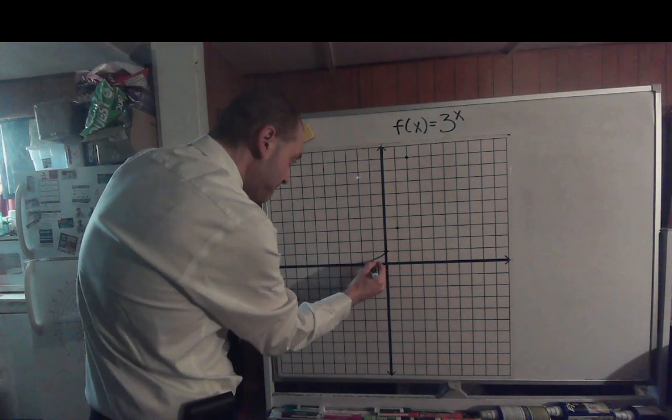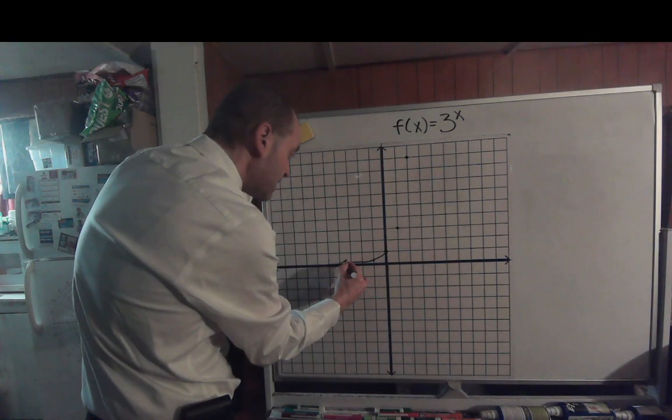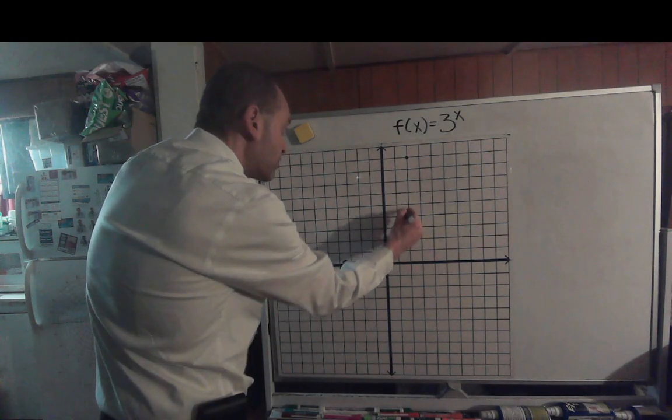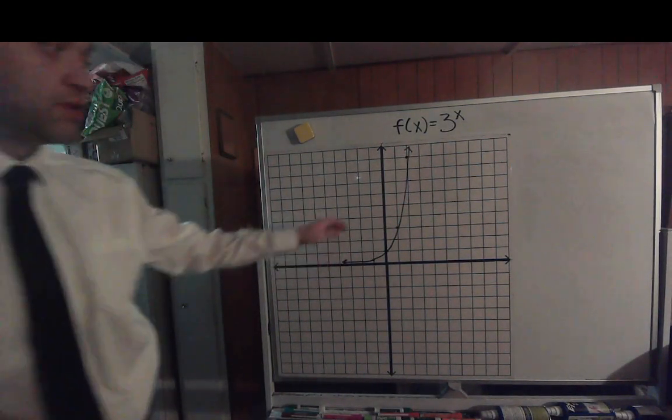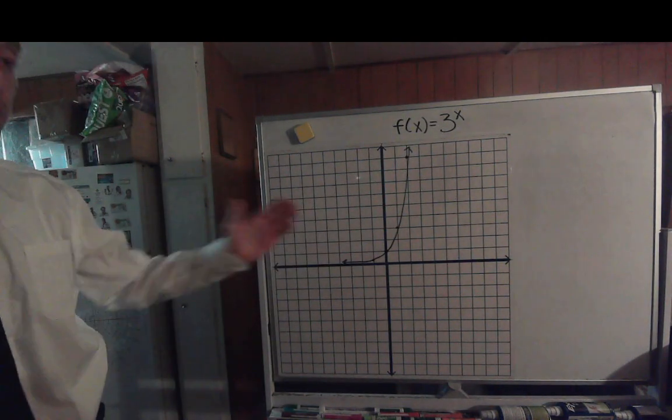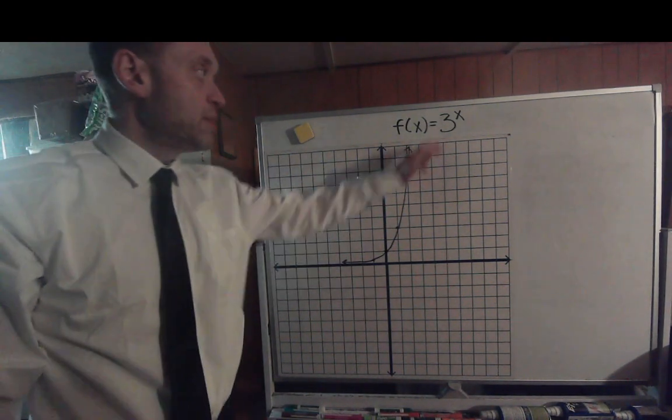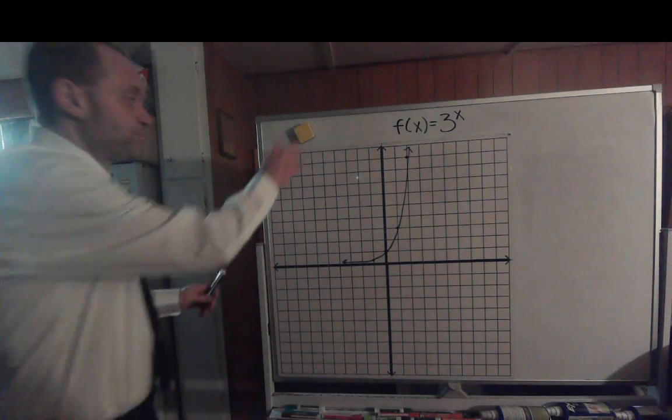So there is your approximate graph of 3 to the x. And as you see, it looks very similar to 2 to the x. So you would get a very similar shape no matter what your base is.